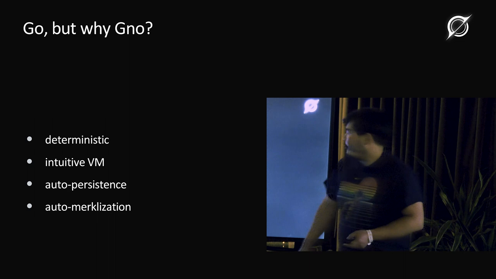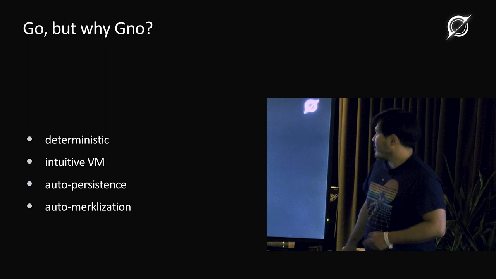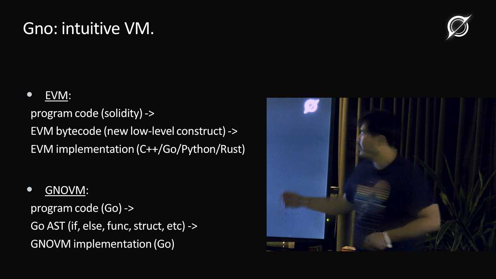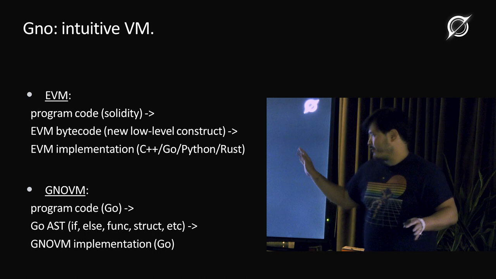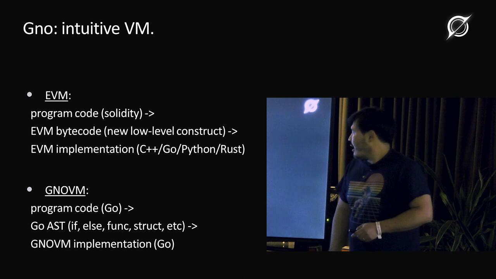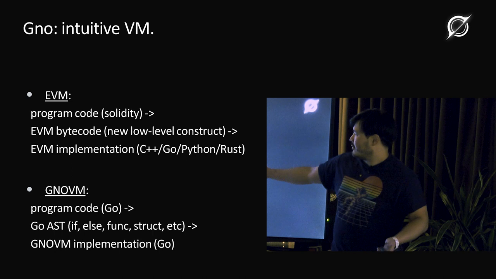Everything's as intuitive as possible. I'll try to show what I mean. But it's also got other features I'll talk about. Okay, so let's go over those. Why is it intuitive? Here's an example. In the EVM, or in Ethereum, you write your Solidity code, which gets compiled to EVM bytecode, which is this other completely different construct, kind of separated from the language of Solidity itself. And then it gets run in the virtual machine interpreter, which is written in some other language. So you're not going to get the EVM implemented in Solidity because it's not really built for that, right?